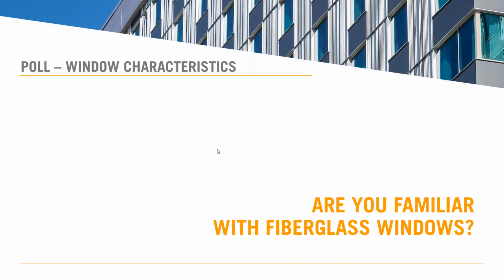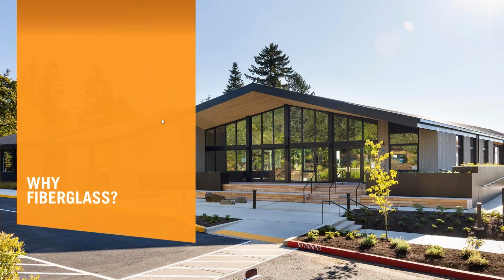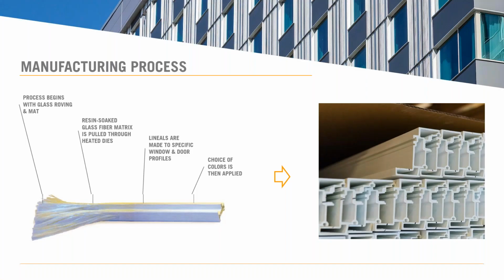This next section, as you may guess from my question, is focusing in on fiberglass. So why does Cascadia focus on fiberglass? Why is it a great material for high performance windows? We'll start with how it's made and some of the material's properties.